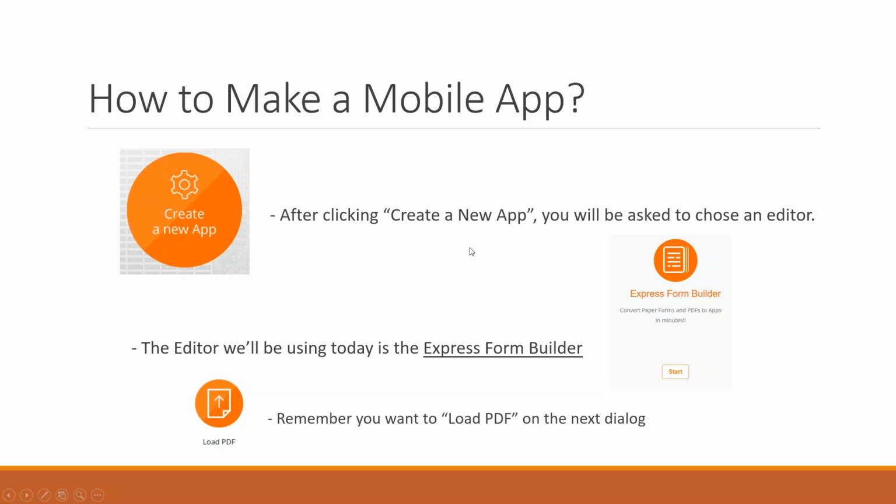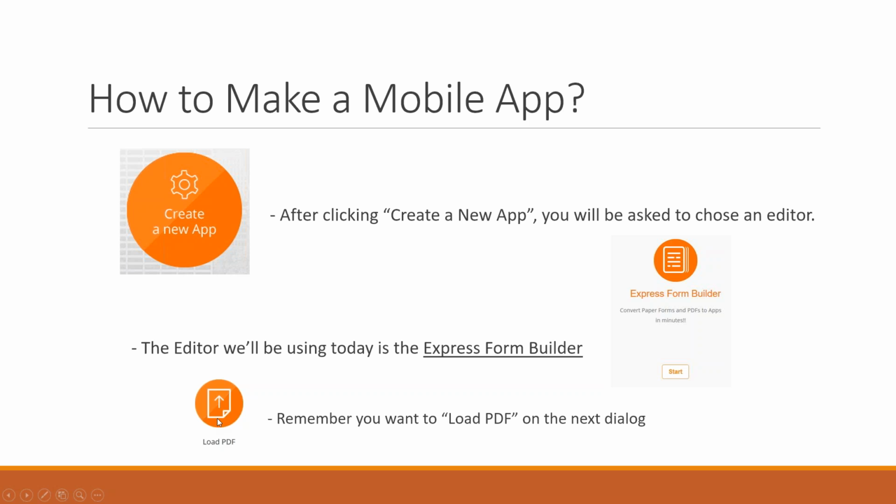So click that, and then it's going to take you to another screen where it's going to ask you which builder you want to use. You're going to want the one all the way on the left. It's going to look like this and say Express Form Builder. So click Start, and the next part after that, a dialog will come up that says, do you want to load a PDF or build form? You want to load a PDF.